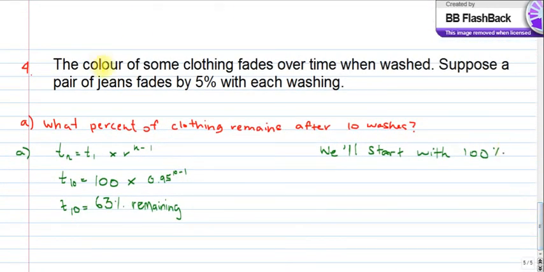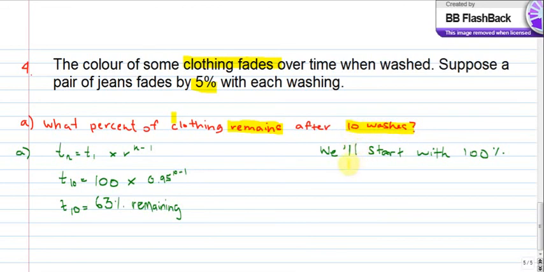Last question for this section. When you wash clothes, the color of the clothing fades. Suppose a pair of jeans fades by 5% each time you wash it. What percent of the color remains, that's the main question, after 10 washes?